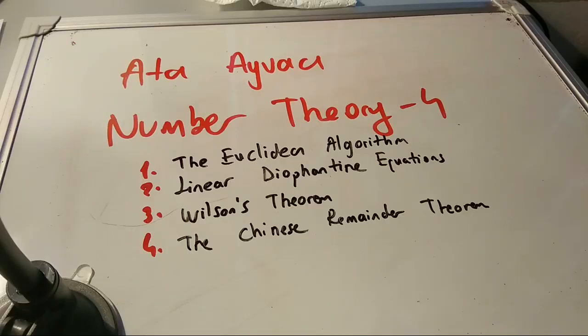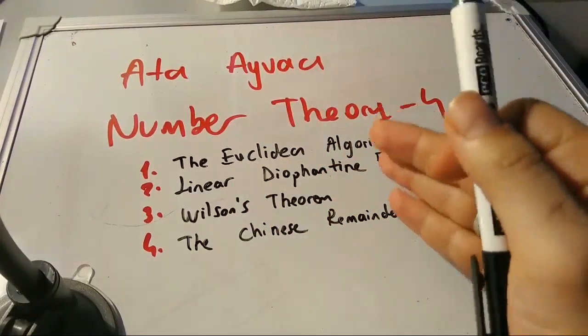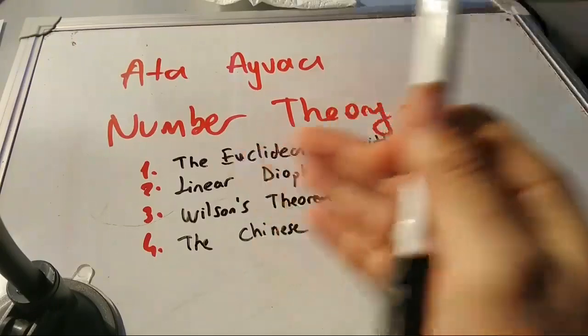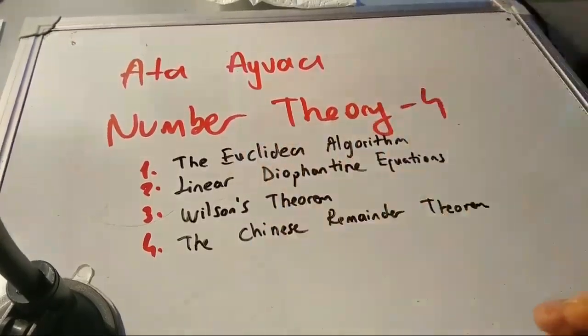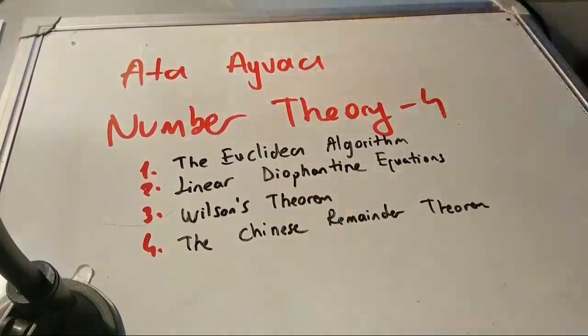Today I'm planning to divide my lesson into four parts: the Euclidean algorithm, linear Diophantine equations, Wilson's theorem, and the Chinese remainder theorem. So now we can start with the Euclidean algorithm.